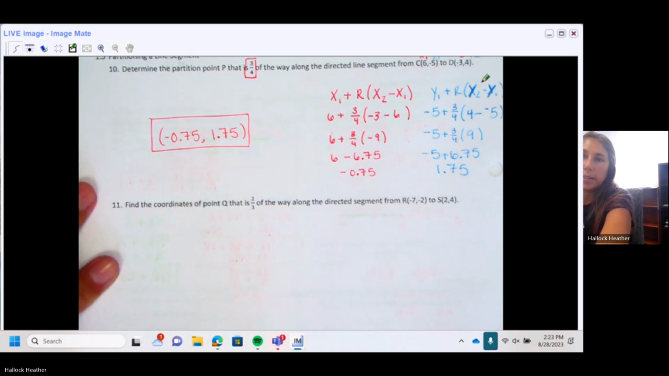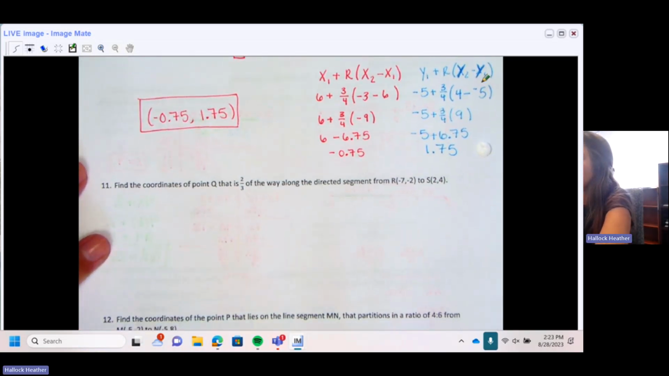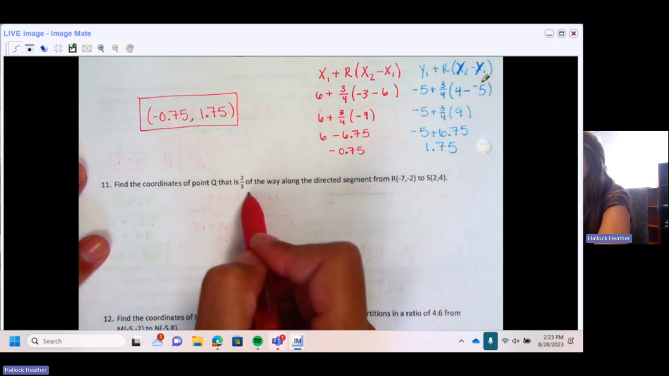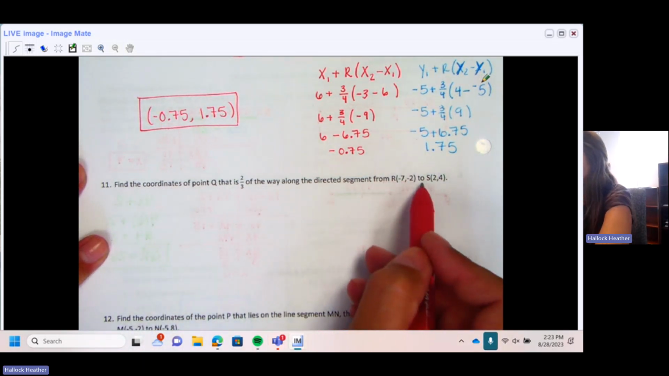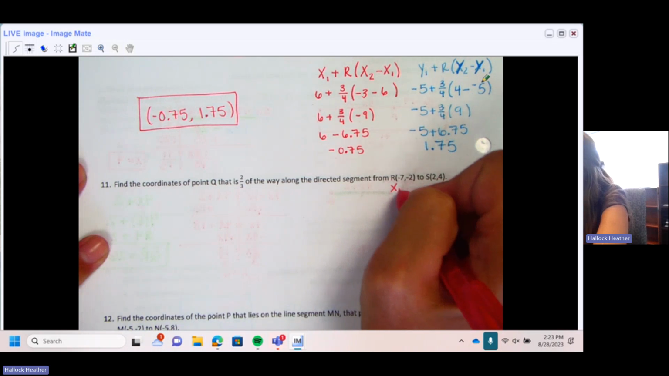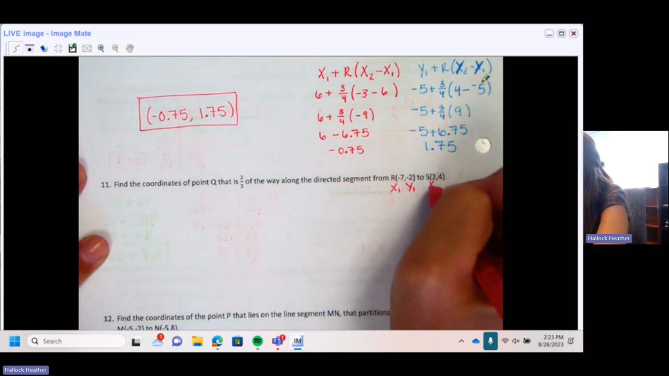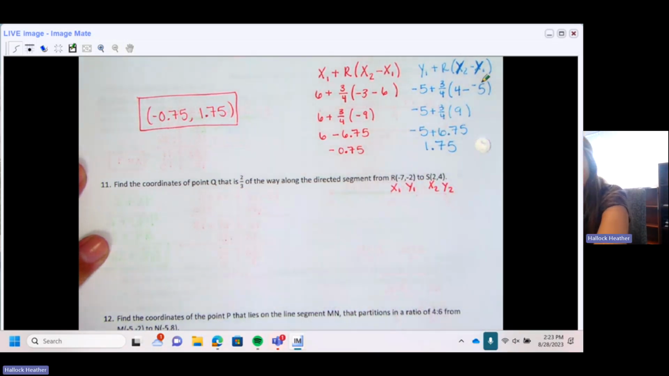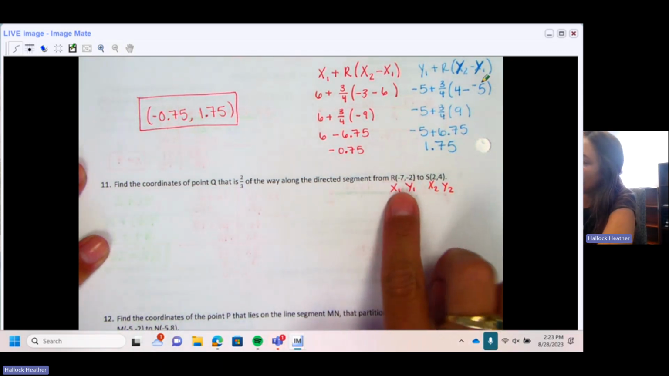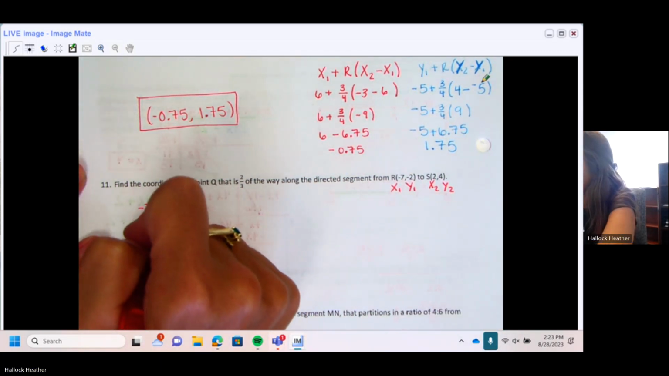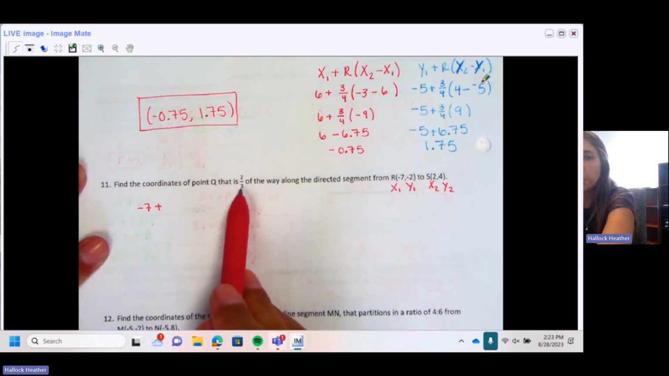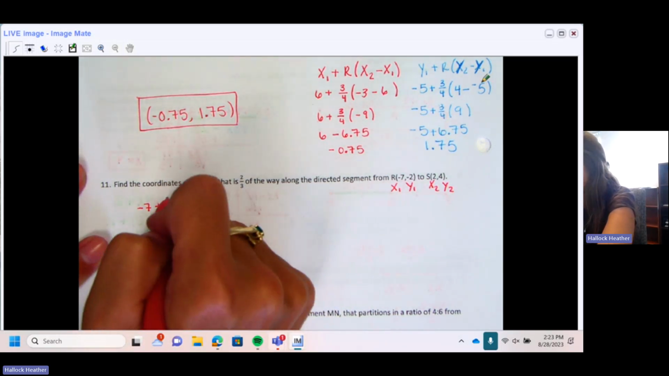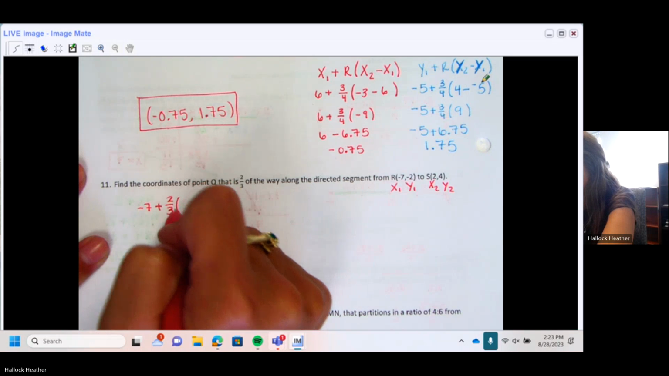Okay, next one. Find the coordinates of point Q that are 2/3 of the way along the directed line segment. So I'm going to do x sub 1, y sub 1, x sub 2, y sub 2. I'll do x first. I'm starting at -7. I'm adding my ratio as a fraction. It's already 2/3, so I'm going to keep it as 2/3.